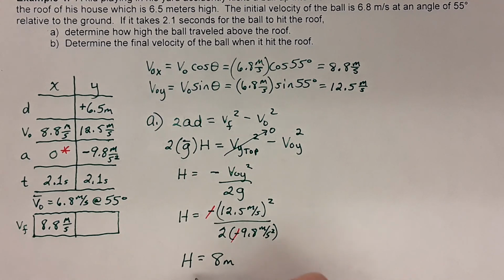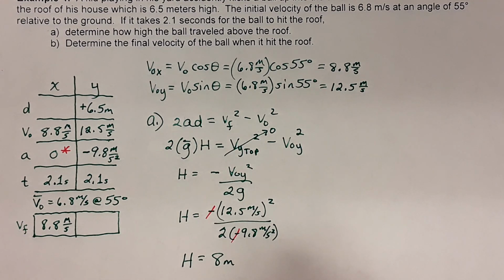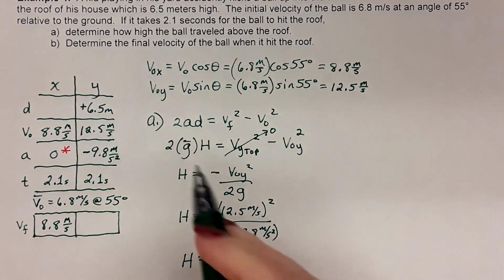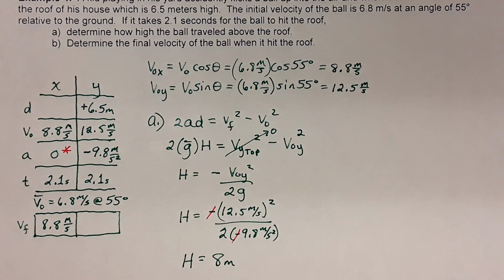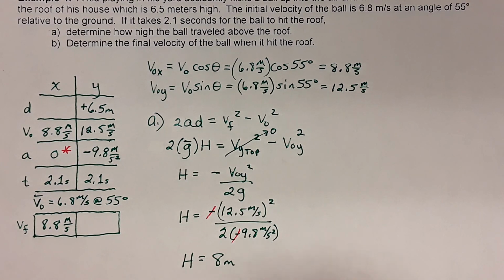Okay, that's going to be h minus the roof height. I'll just write it out, that's easier. So that's going to be d equals 8 meters. The roof we said was 6.5 meters high. Okay. So the distance from the roof to the top of the parabola would have to be 1.5 meters. And that's above the roof. That wasn't so bad, was it?